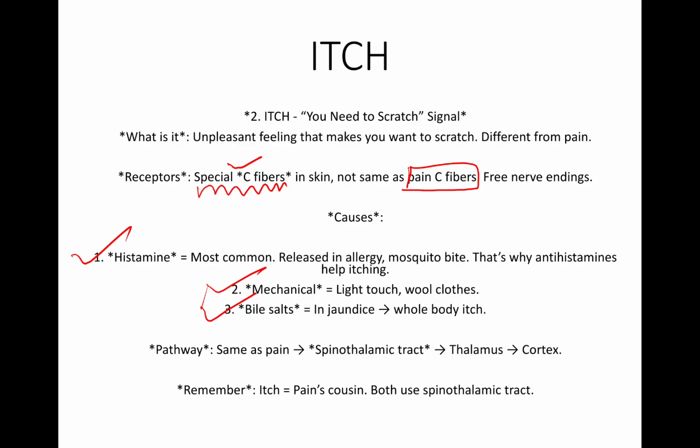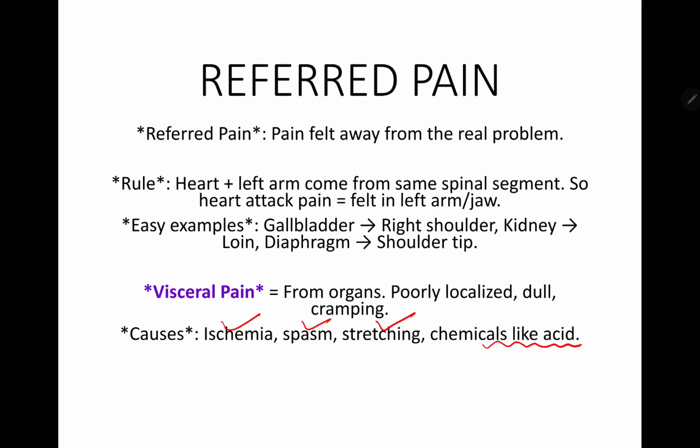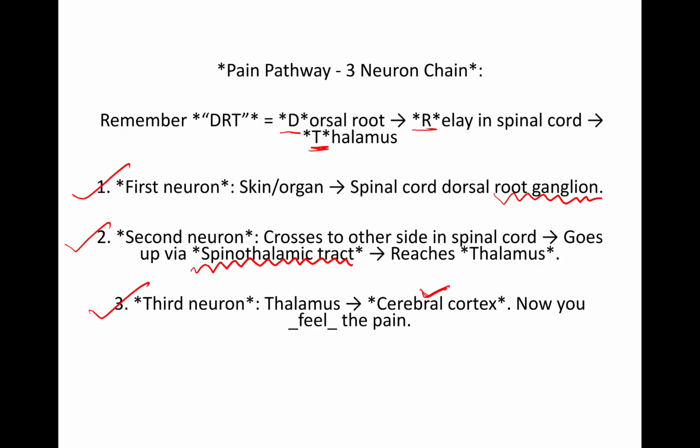Here, it is the spinothalamic tract to the thalamus and then to the cortex. Same as pain, after the spinothalamic tract it reaches the thalamus, and after that it will reach the cortex. Remember, itch is nothing but pain's cousin. Both use the spinothalamic tract. If you can see here also, the pain pathway: the second neuron crosses to the other side in the spinal cord, goes up via the spinothalamic tract. The first neuron is from the skin or organ.